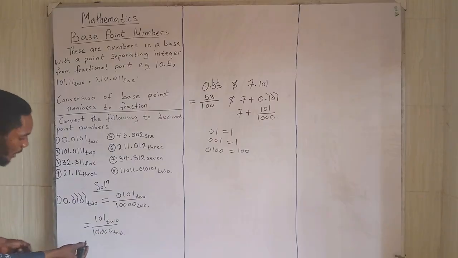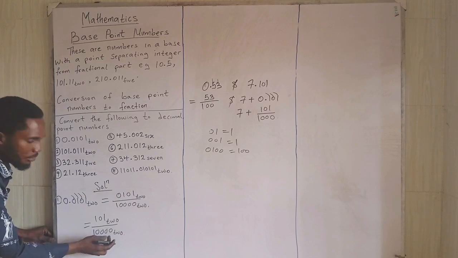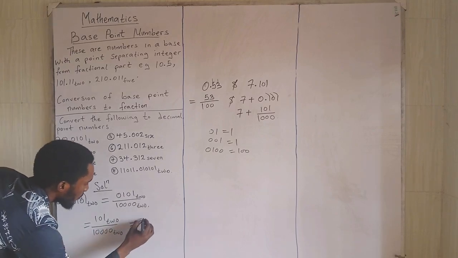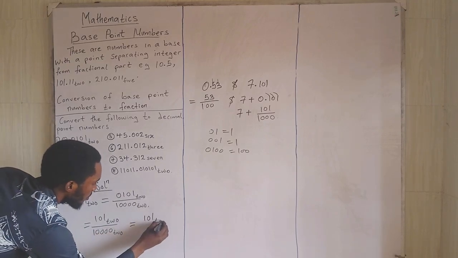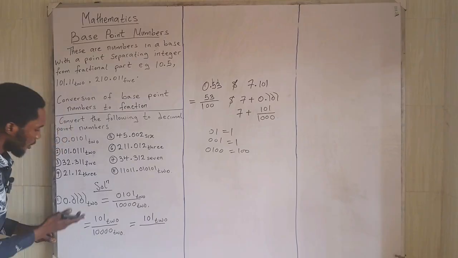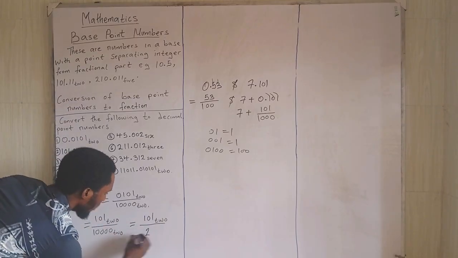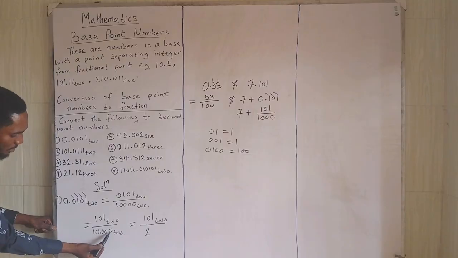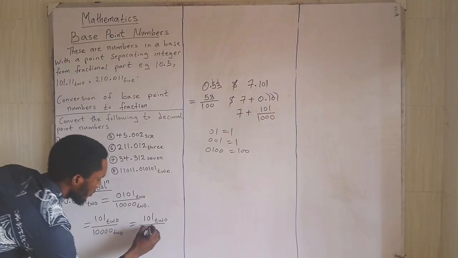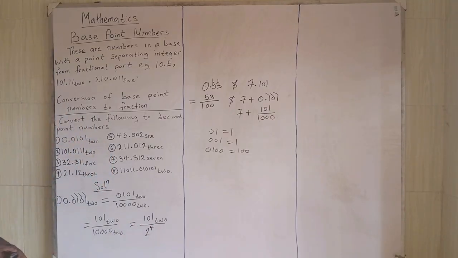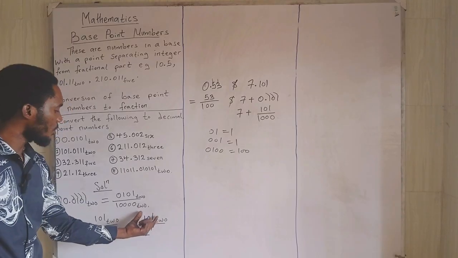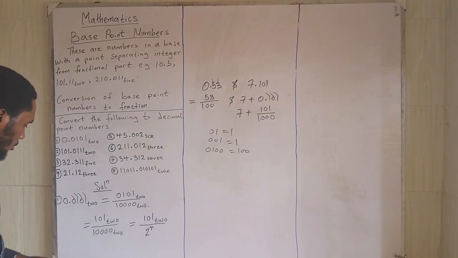But we don't need to worry about the conversion of the denominator to base 10 because this is the same as 101 base 2 over the base we have here, base 2, raised to the power of how many zeros? 1, 2, 3, 4. Raised to the power of 4. We just have to convert the numerator to base 10.